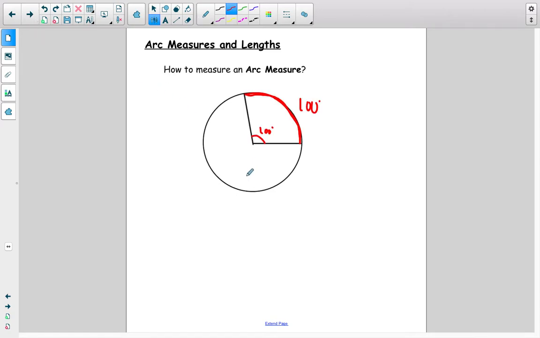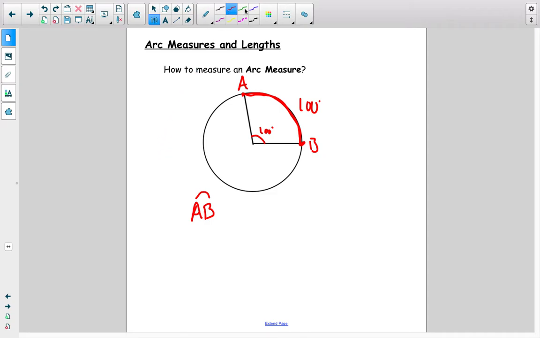Well, let's go back. So there are three different types of arcs. And first of all, you should probably learn how to name some. So let's call this AB. Okay, so arc AB has a measure of 100 degrees. So how do we name the arc? You should write down that this is how you name an arc. You name it by its endpoints of the arc, and you put an arc symbol on it like that. There's a little curve above it. This is called arc AB.